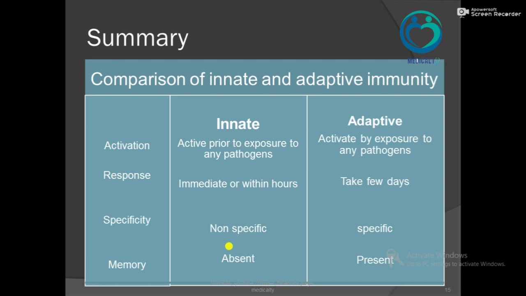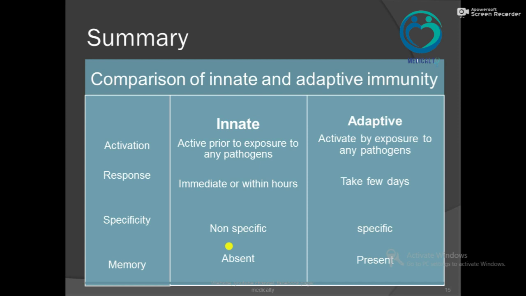Specificity: the innate immunity is non-specific, meaning it acts against different microorganisms with the same mechanism of action, but the adaptive immunity is specific and acts specifically against different microorganisms. Memory: in innate immunity it is absent, but in the adaptive system it is present.